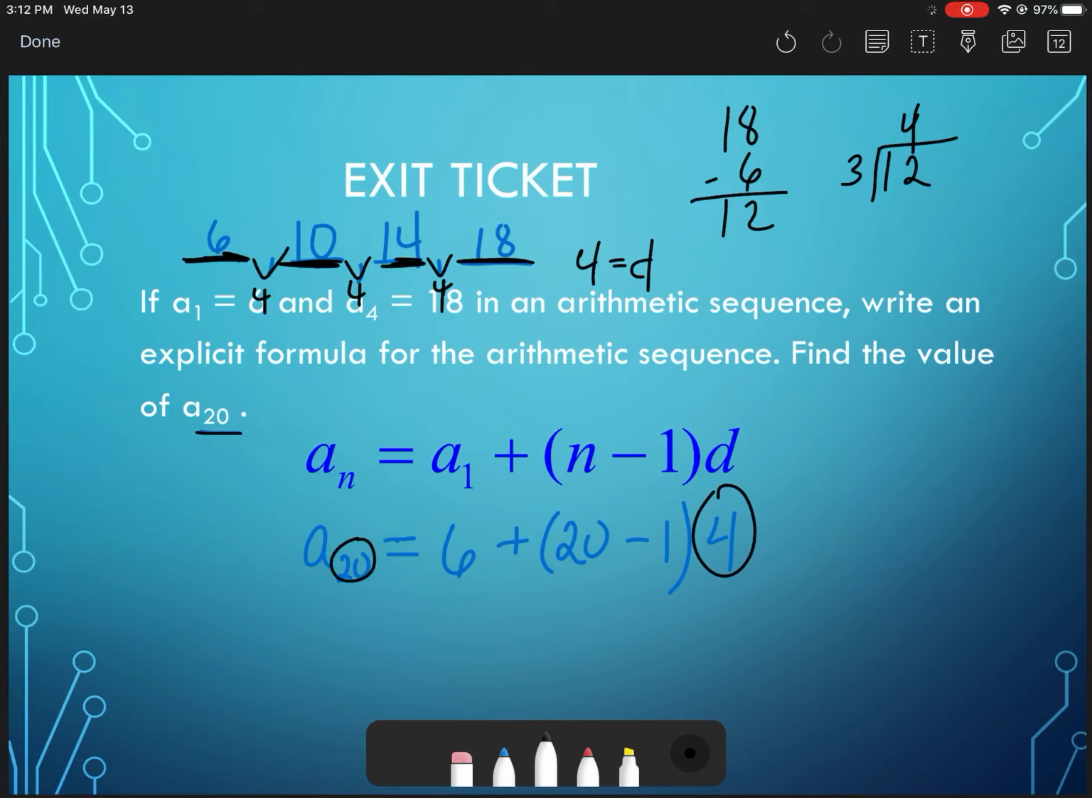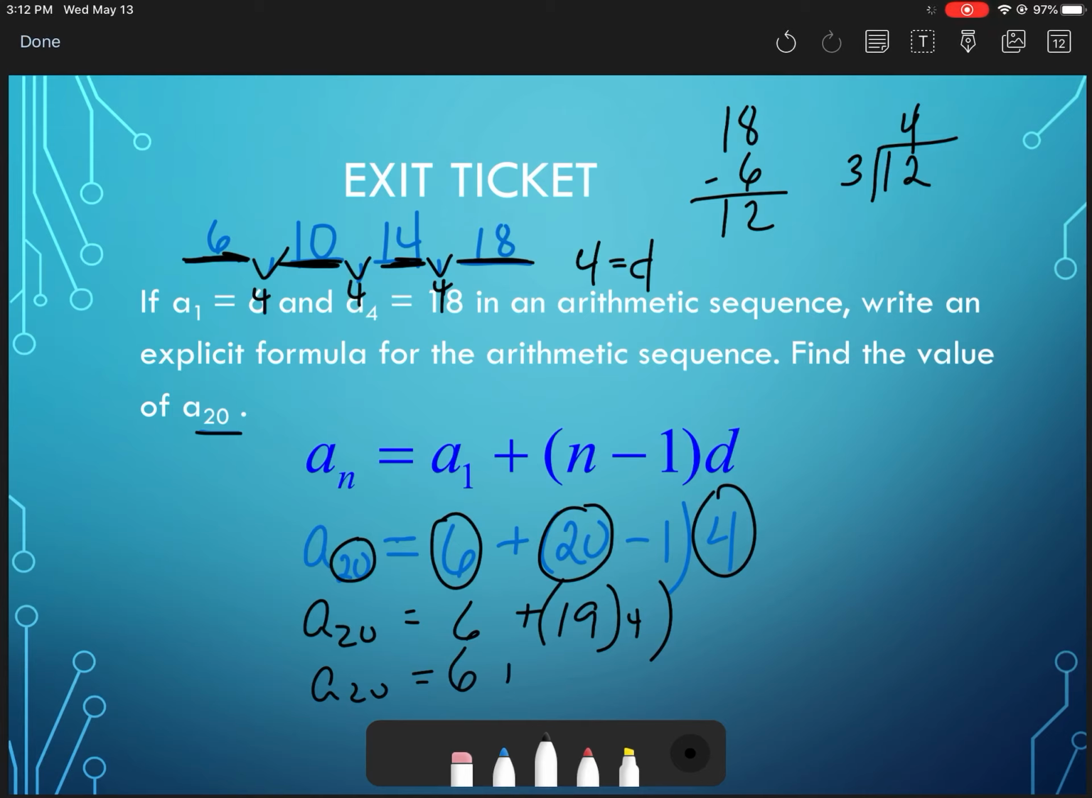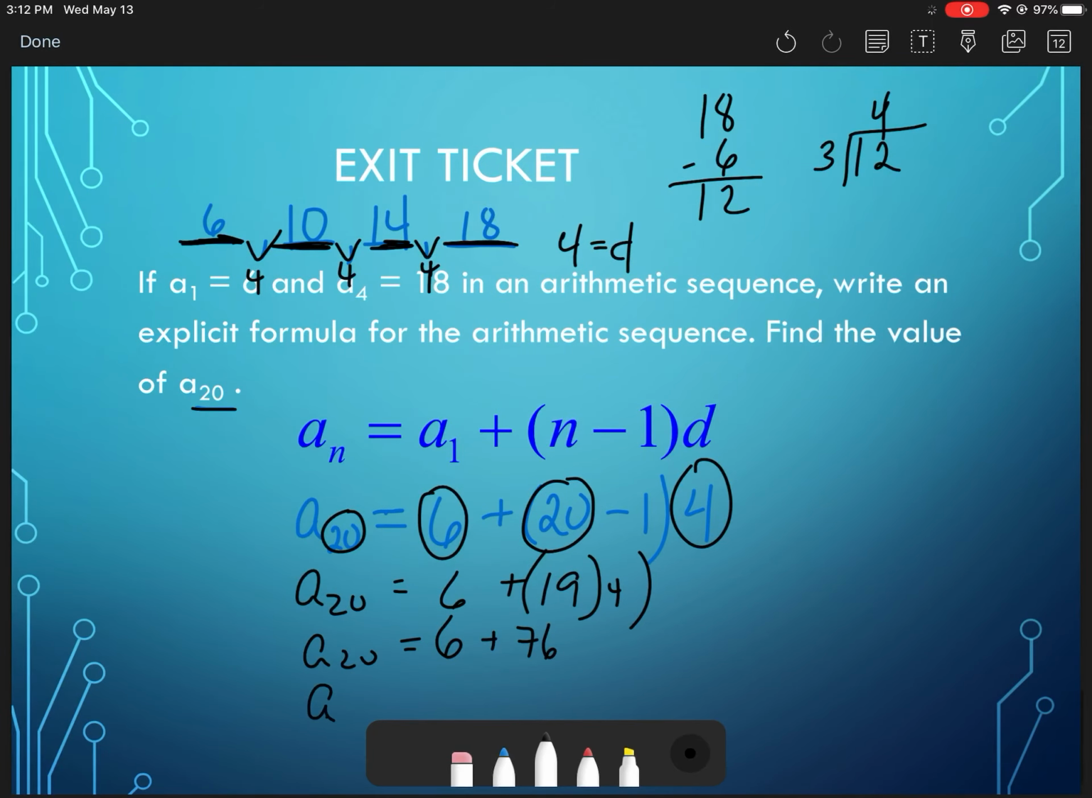We're looking for the 20th term. Okay, first term is 6. Again, 20th term goes in there. Now we just work this out. 20 minus 1 is 19. Oops, I wrote 60 there instead. Sorry, guys. A sub 20 equals 6 plus, this is 76, right? 19 times 4 is 76. And then just add those two together. A sub 20 is equal to 82. And that is your final answer.